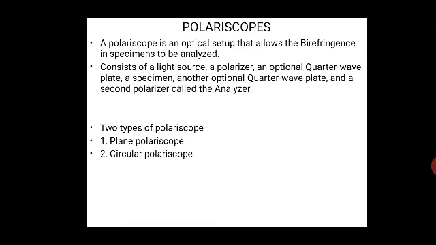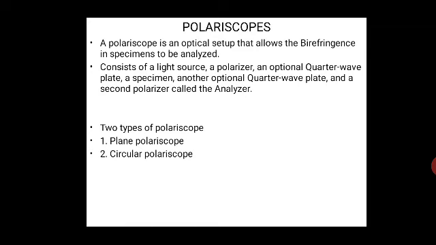See, this polariscope consists of the major elements, which I told you: the light source, a polarizer, an optical quarter wave plate. Already we have discussed these three elements: polarizer, optical wave plate, along with the specimen. Along with the specimen, we need to convert the two mutually perpendicular components using a quarter wave plate. We need the optional quarter wave plate, and the second polarizer, which is called the analyzer. In the analyzer, we can observe the fringes developed in the member.